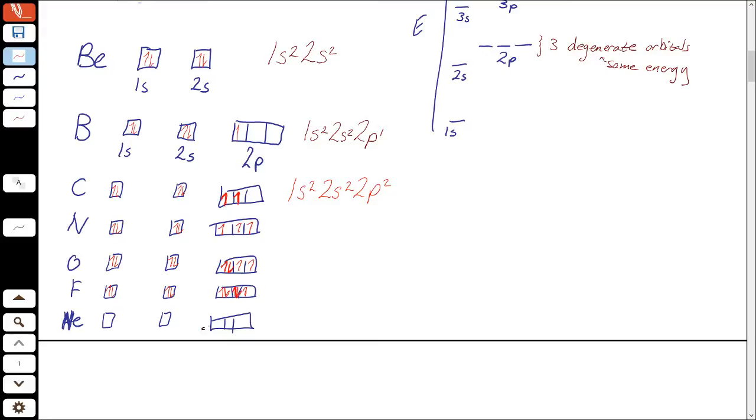Sorry, I made these way too small. I can't draw on them. And then when we get to neon, they are all filled. And those are electron configurations.